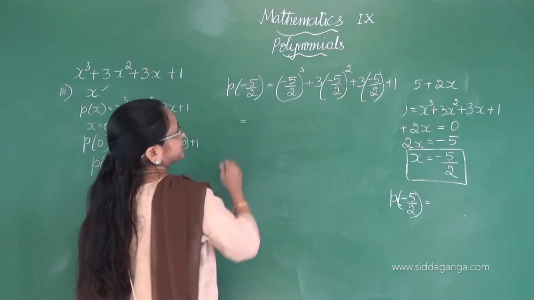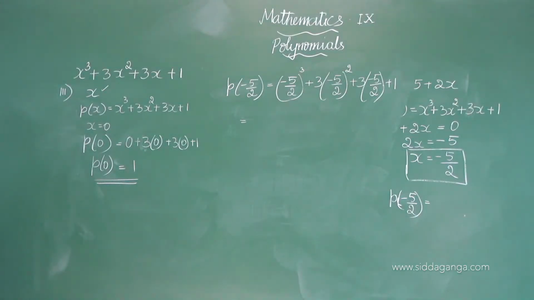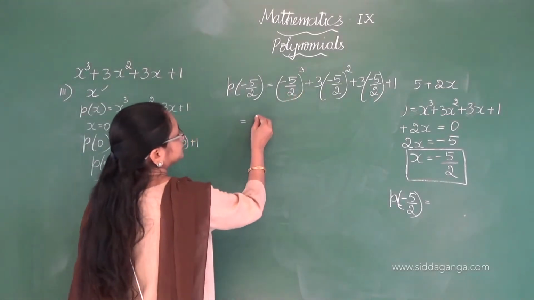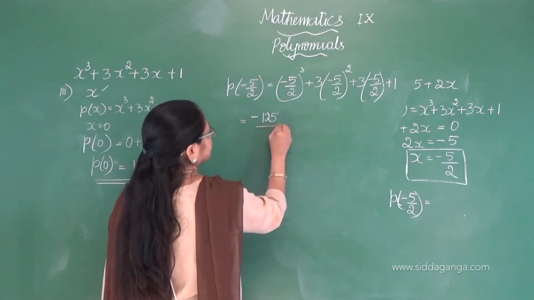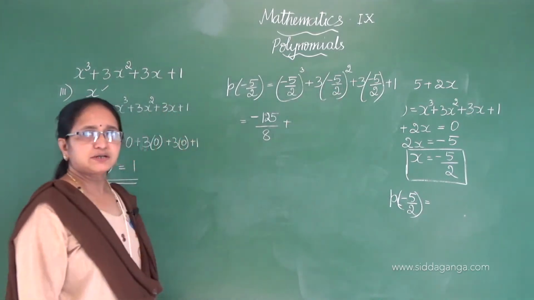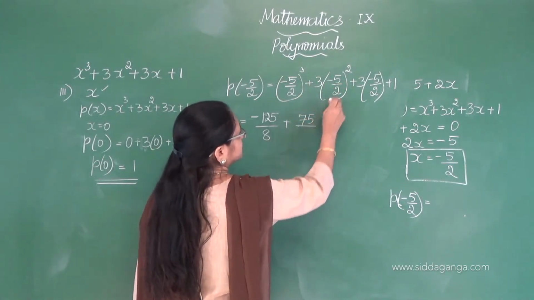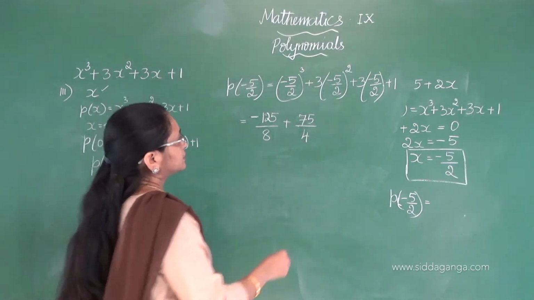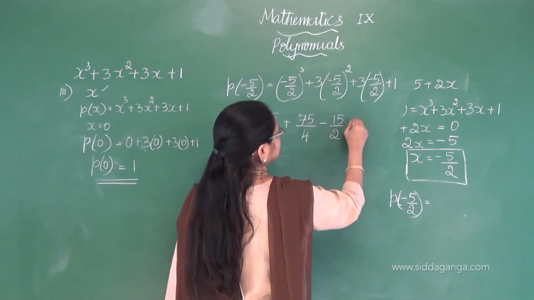So this will become minus, 5 5s are 25, 25 5s are 125, you have to do like that. So this will become negative 125 by, here 2 2s are 4, 4 2s are 8. Then plus, this will become 5 5s are 25, so 3 into 25, it is 75 by 2 2s are 4, then plus into minus, minus 5 3s are 15 by 2, plus 1.